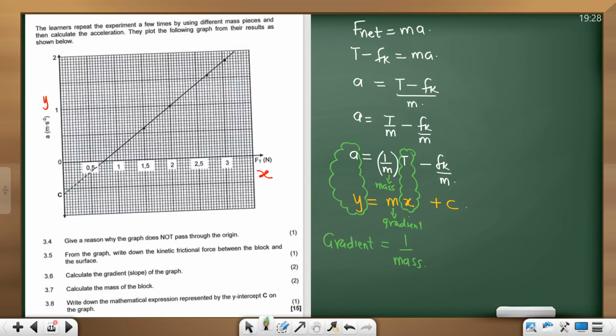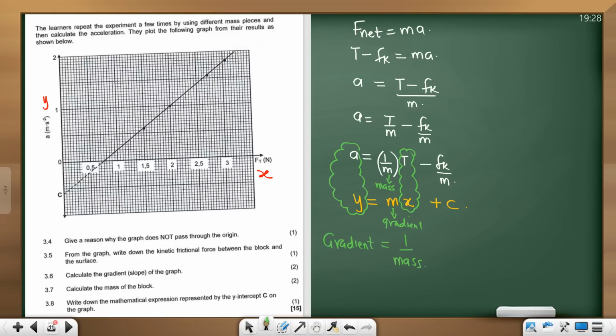If we compare now, the m in y equals mx plus c, which is the gradient, has now taken the place of 1 over M. Which means if I get the gradient of this graph, I can get the mass. Are you aware that they didn't give us any information, any mass, weight, no tension, and so on?